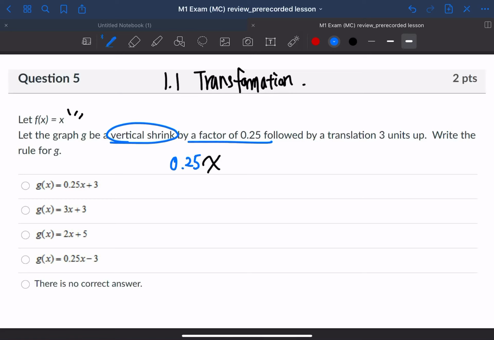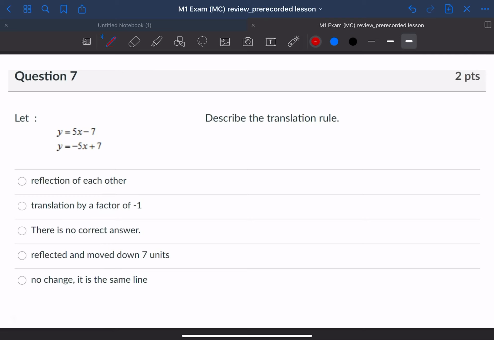Okay, let's go over one more transformation question. y equals 5x minus 7. Second one is negative 5x plus 7. I see all the numbers are the same, right? But the only difference is the sign. Negative became positive, positive became negative.